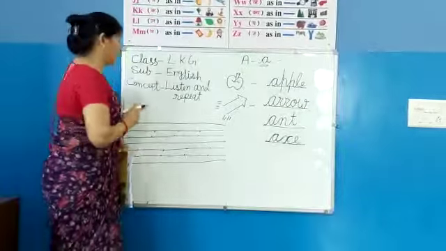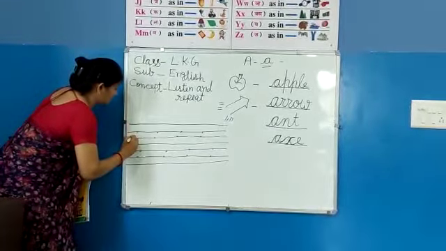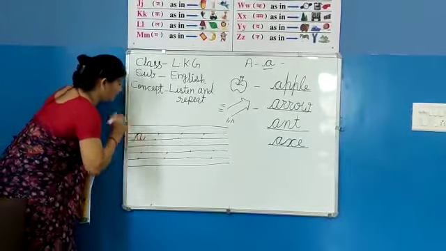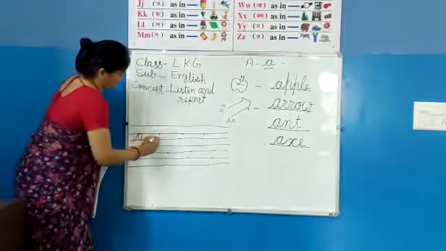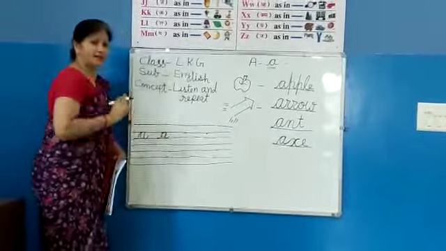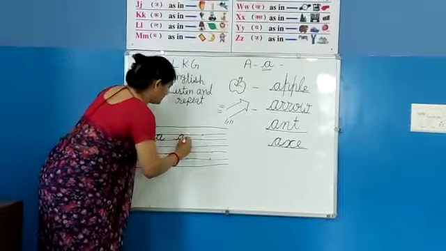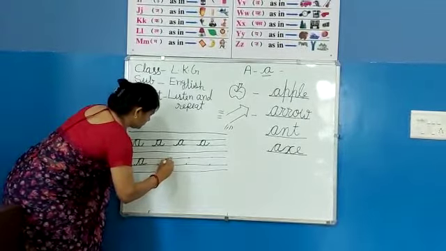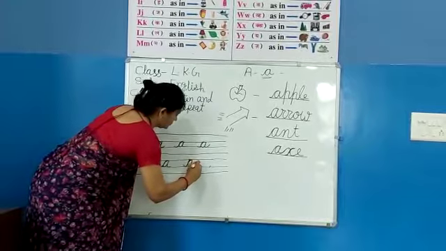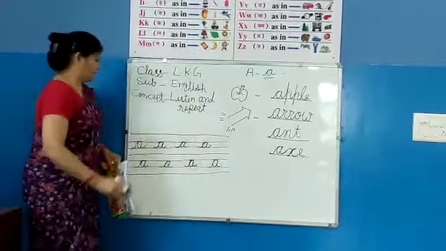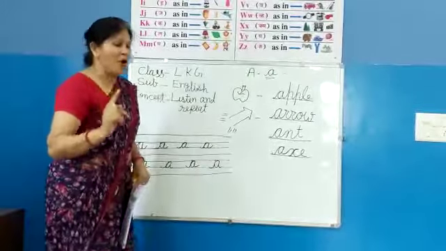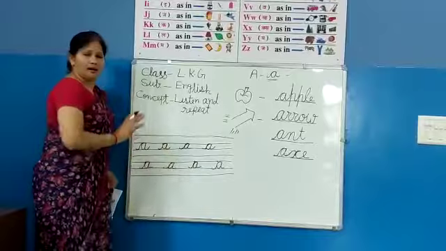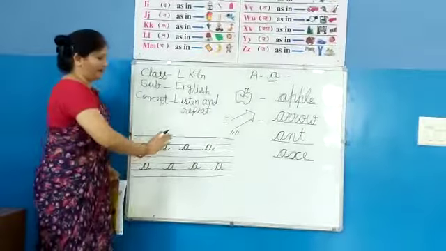So now start cursive letter A. Start line, go up and down, up and down and up. This is A. This is small letter A, okay? What is this, children? This is small letter A. Small letter A. Okay? Understand, children? This complete A. Okay.